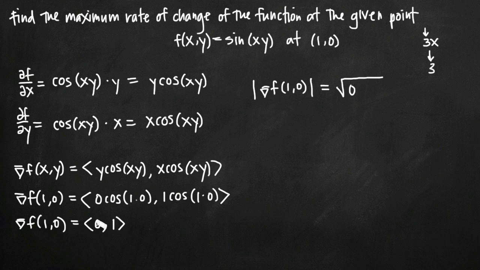We're just going to take our first value, 0, and square it. Then we're going to add to that the second value, 1, squared, and we put it all underneath the square root sign. Then the magnitude at (1, 0) is equal to, obviously we just get 0, 1 squared is 1, the square root of 1 is just 1. So our final answer is that the maximum rate of change is equal to 1, and that maximum rate of change occurs in the direction of the gradient vector, which is the vector (0, 1).